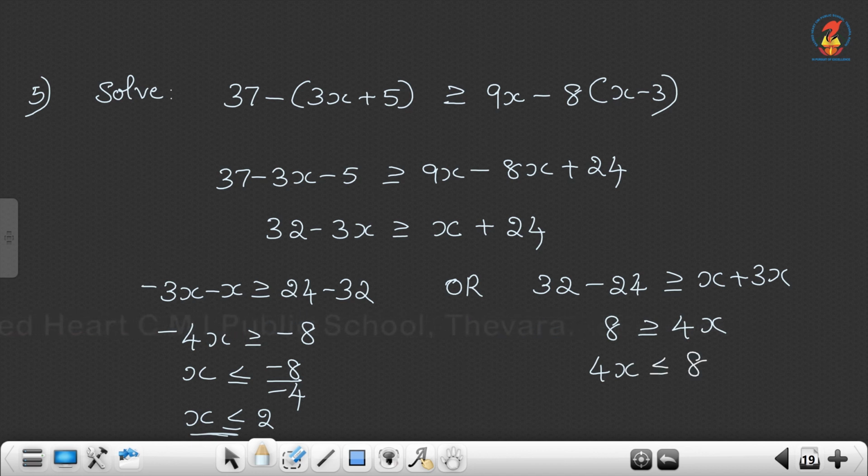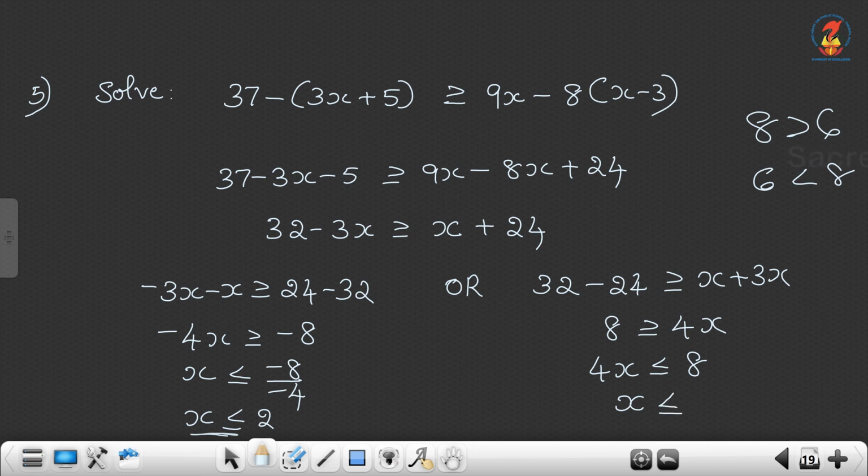Okay. 8 is greater than or equal to 4x. Like this, 8 is greater than 6, so I can write 6 is less than 8. The same way, 8 is greater than or equal to 4x, so 4x is less than or equal to 8.